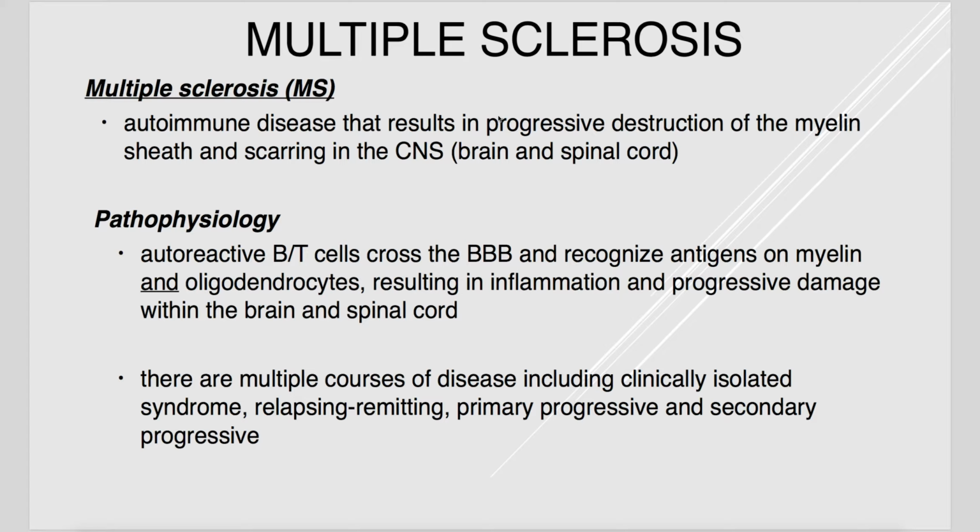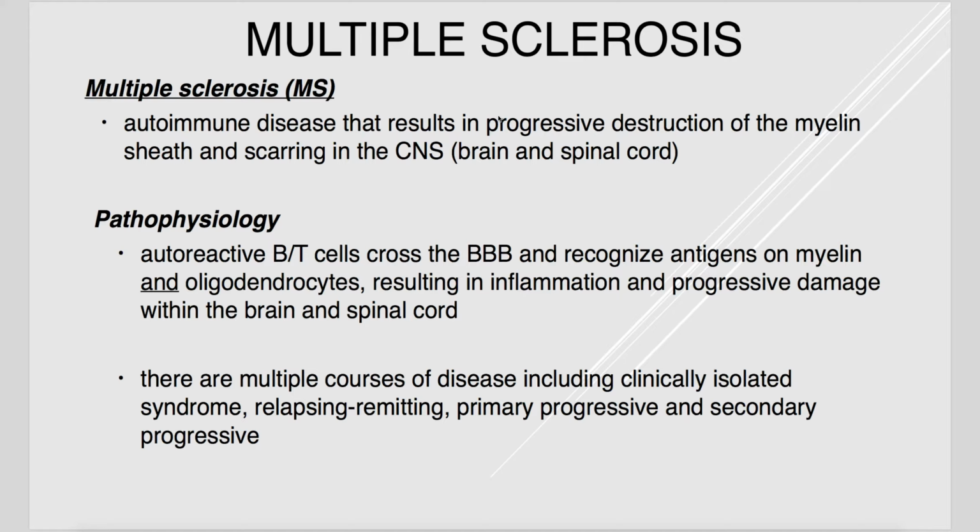So what happens here is you have B and T cells that are reactive against our own tissues, are able to cross the blood-brain barrier, and they recognize self-antigens of the myelin sheath as well as the oligodendrocytes. So what happens is there's progressive damage and kind of chipping away of this myelin, but also you are damaging the cells that produce the myelin, so it's kind of a double whammy. So not only are you losing myelin, but you also can't replace it. And this just progressively occurs.